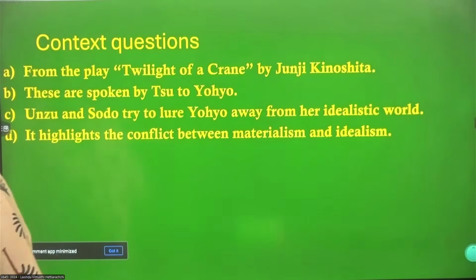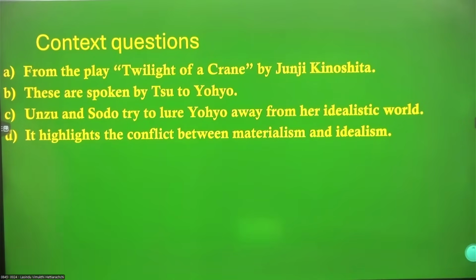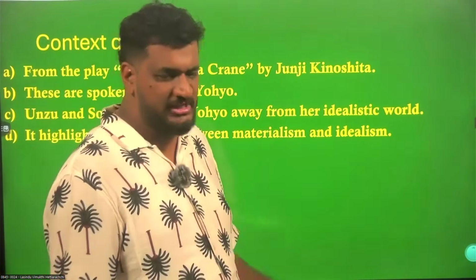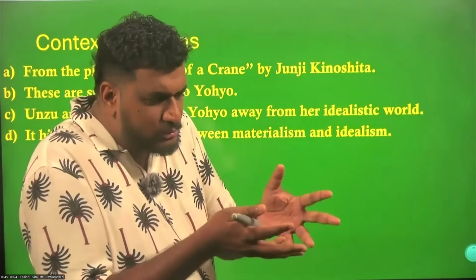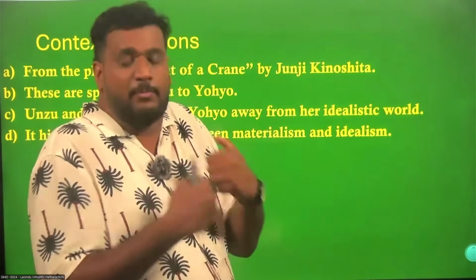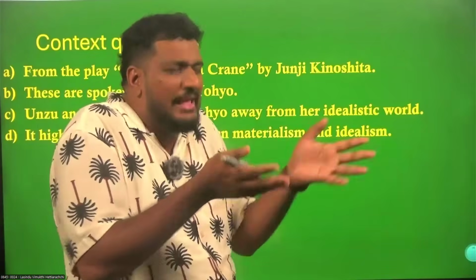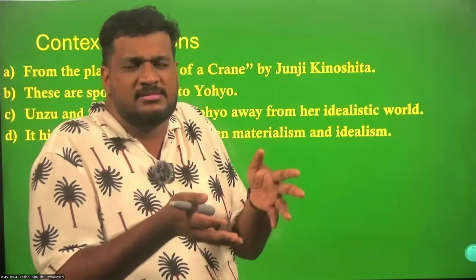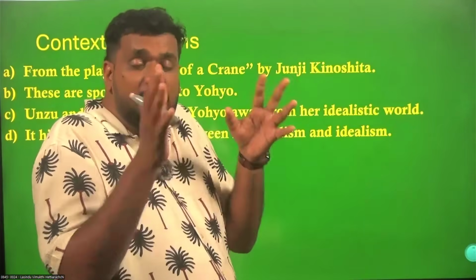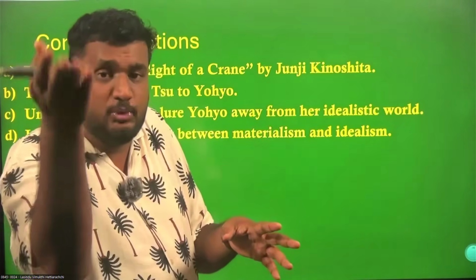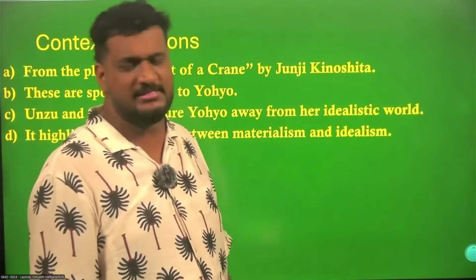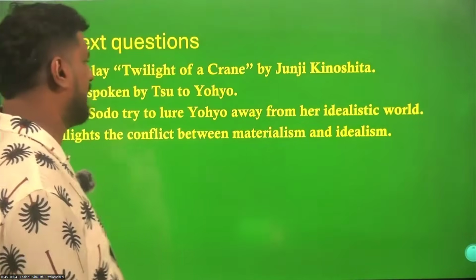Obviously, your answer is correct. Twilight of a Crane by Junji Kinoshita, you are correct. These are spoken by Zu to Yohio. Unsu and Sodo try to lure Yohio away from her idealistic world. That is correct. So she understands that these two people are trying to take this man away from her. She is living in an idealistic world. If you can remember, she used to play with him and make all the food items, right? And actually she takes the financial burden as well. Yohio is known to be a poor farmer, right?